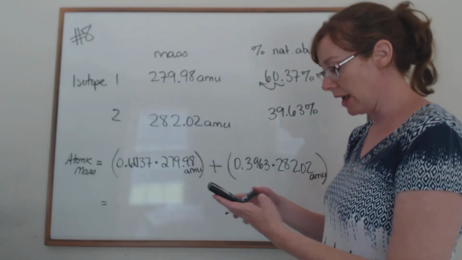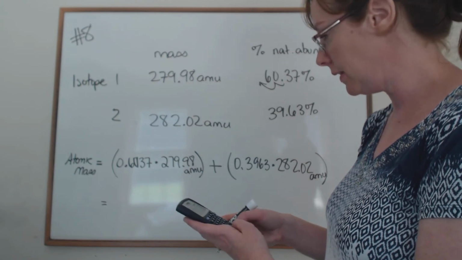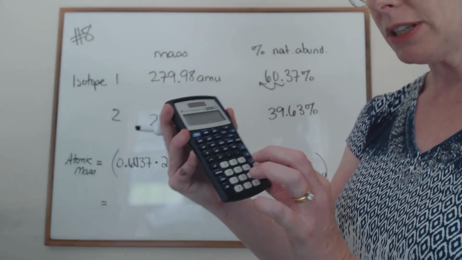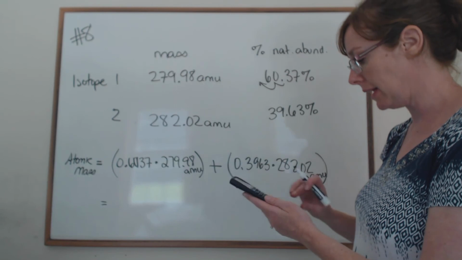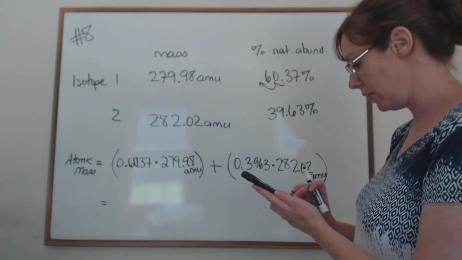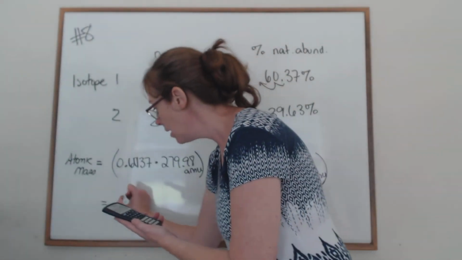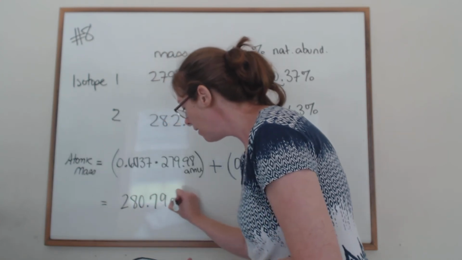And then you just take it to your calculator. So 0.6037 times 279.98. I'm going to get that number. And then I'm just going to press plus. I'm going to add. I'm just going to put this in parentheses. 0.3963 times 282.02. I like to minimize the amount of writing that I need. I'm getting an answer of 280.79.